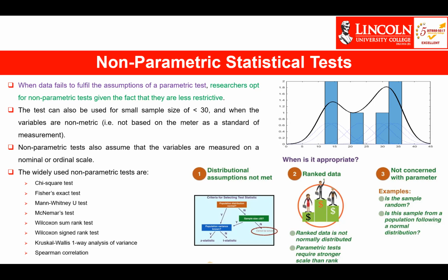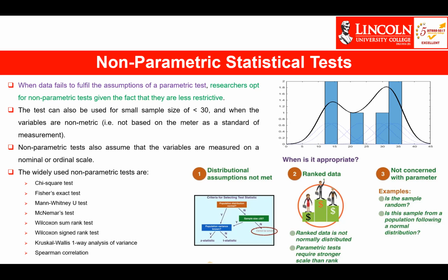Now, let's quickly discuss non-parametric statistical tests. When data fails to fulfill the assumptions of a parametric test, that is, the tests for independence and normality, once your data set fails those two assumptions, then you have no choice than to use non-parametric statistical tests on such data sets. And we have a lot of them.